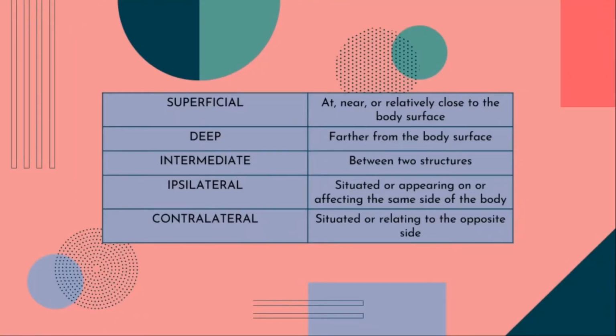Superficial describes something near the outer surface of the organism, while deep describes something further away from the surface of the organism. Intermediate refers to a structure between two structures. Ipsilateral refers to a structure on the same side of the body, and contralateral refers to a structure on the opposite side of the body.